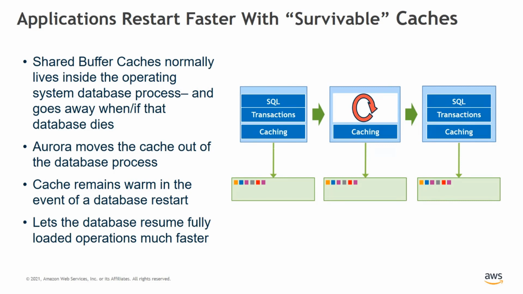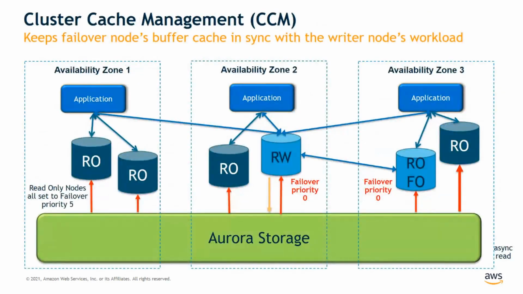Aurora has moved that cache out of the database process entirely so that they are treated independently. If the compute instance restarts, the cache and all of the contents of that cache continue to exist. And that way we can reattach those two and you have a warm cache even after a database restart, whether it's a crash for some reason or an upgrade that has to happen. This lets the database resume fully loaded operations much more quickly than in previous implementations.